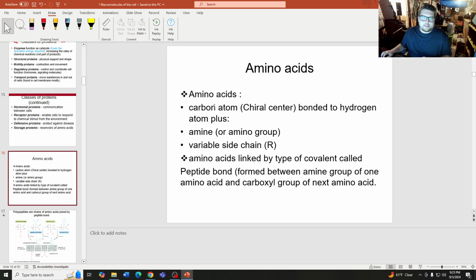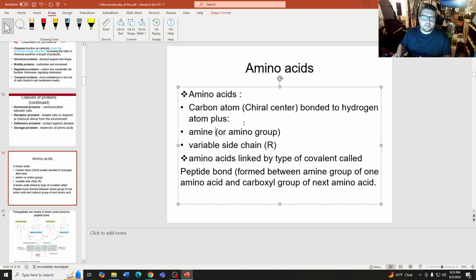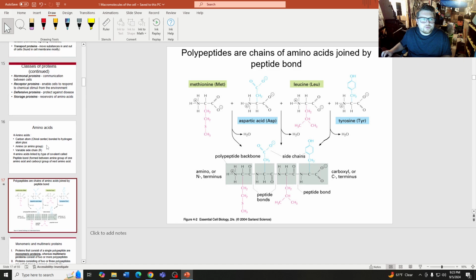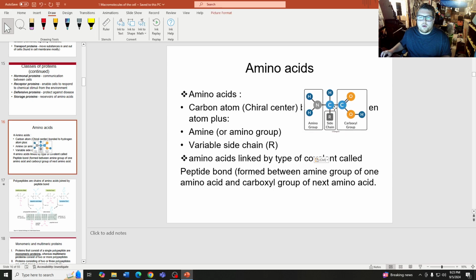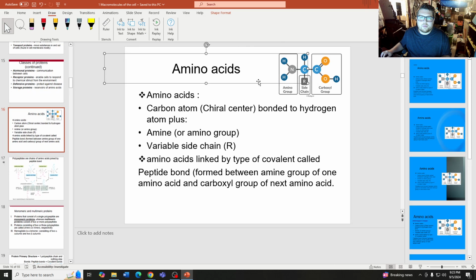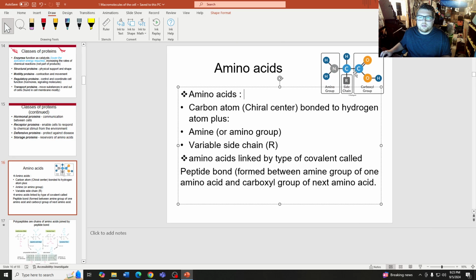Amino acids. A lot of this is again going to be covered in biochemistry. Let me show you. Oh, actually, this other picture is better. This is what an amino acid looks like. An amino acid has 4 components to it. I will say 5 components.